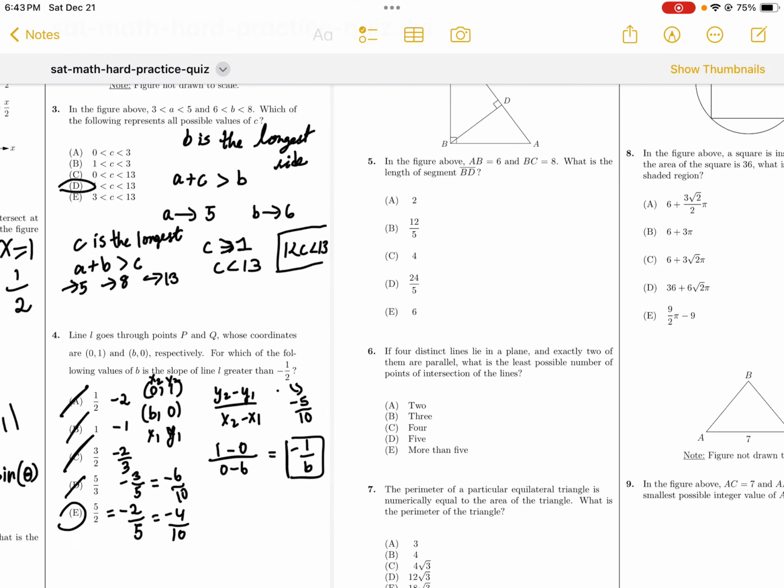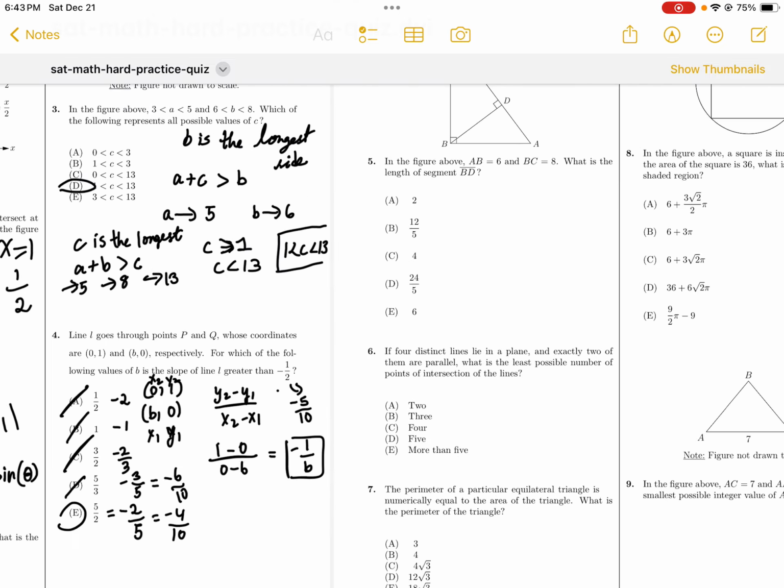Okay, next problem. In the figure above, AB equals 6. Okay, immediately let's mark that. AB equals 6 and BC equals 8. Perfect. Okay, what is the length of segment BD? Right, okay. So first I'm going to solve for AC, since BD is perpendicular to AC. Right? I'm going to get AC squared is equal to 8 squared plus 6 squared. This is equal to 64 plus 36, right? AC squared is equal to 100, so AC equals 10, right?